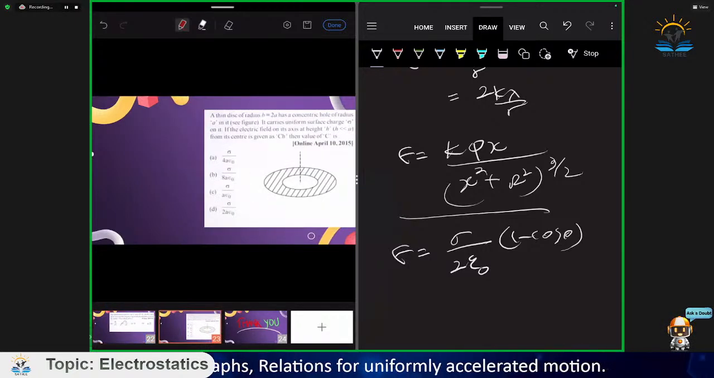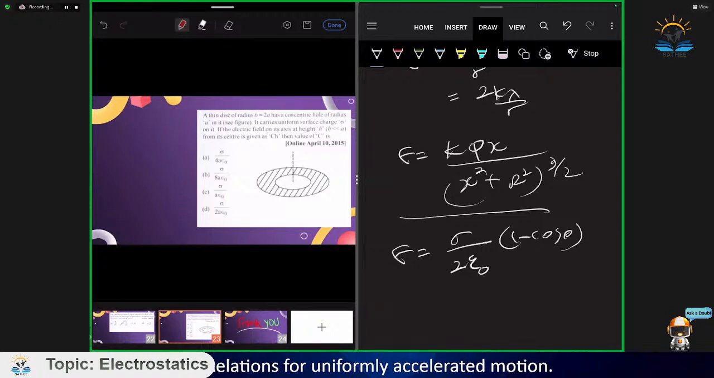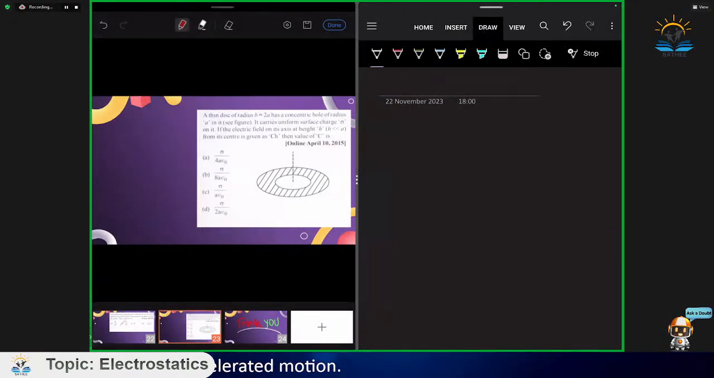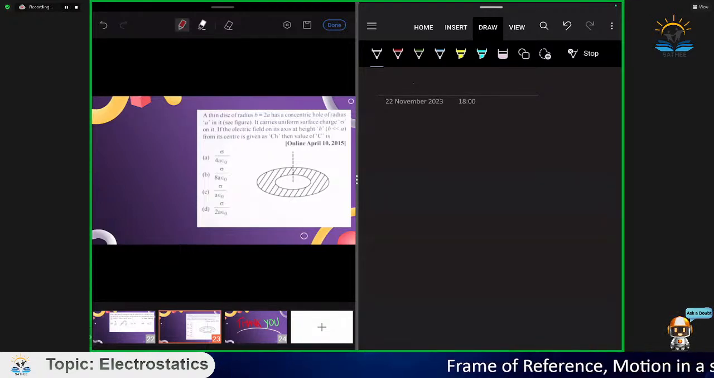Here is the last question. A thin disk of radius b equal to 2a has a concentric hole of radius a and carries uniform surface charge sigma on it. We have to find the electric field on its axis at height h, where h is very much less than a.